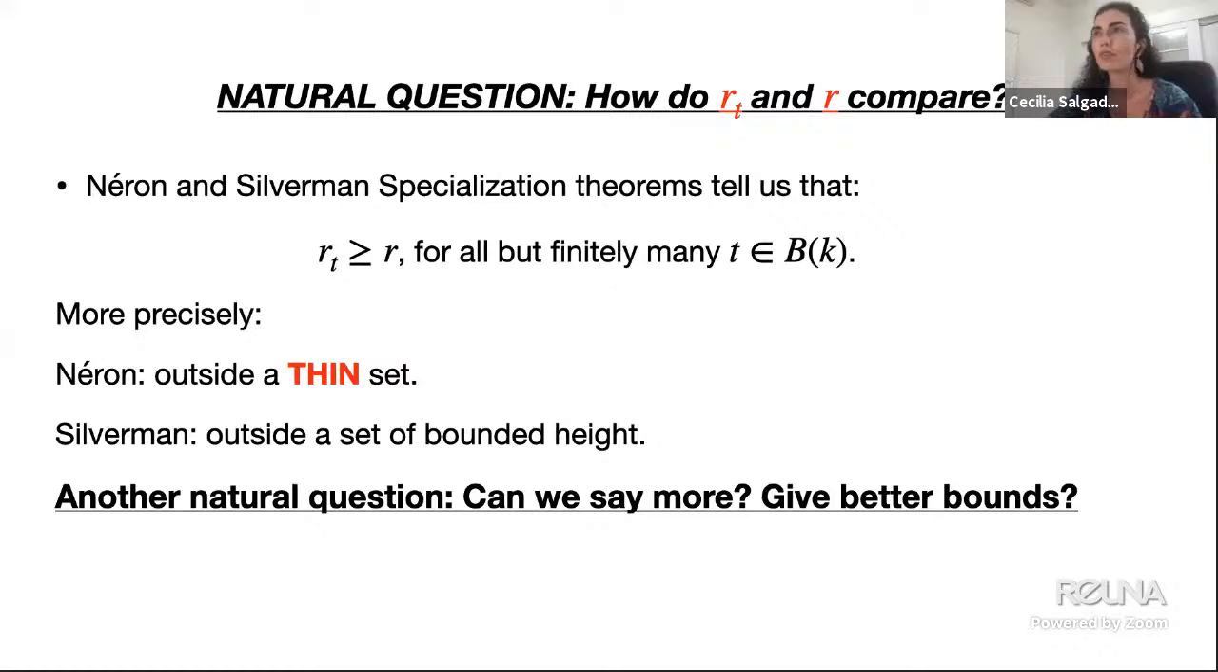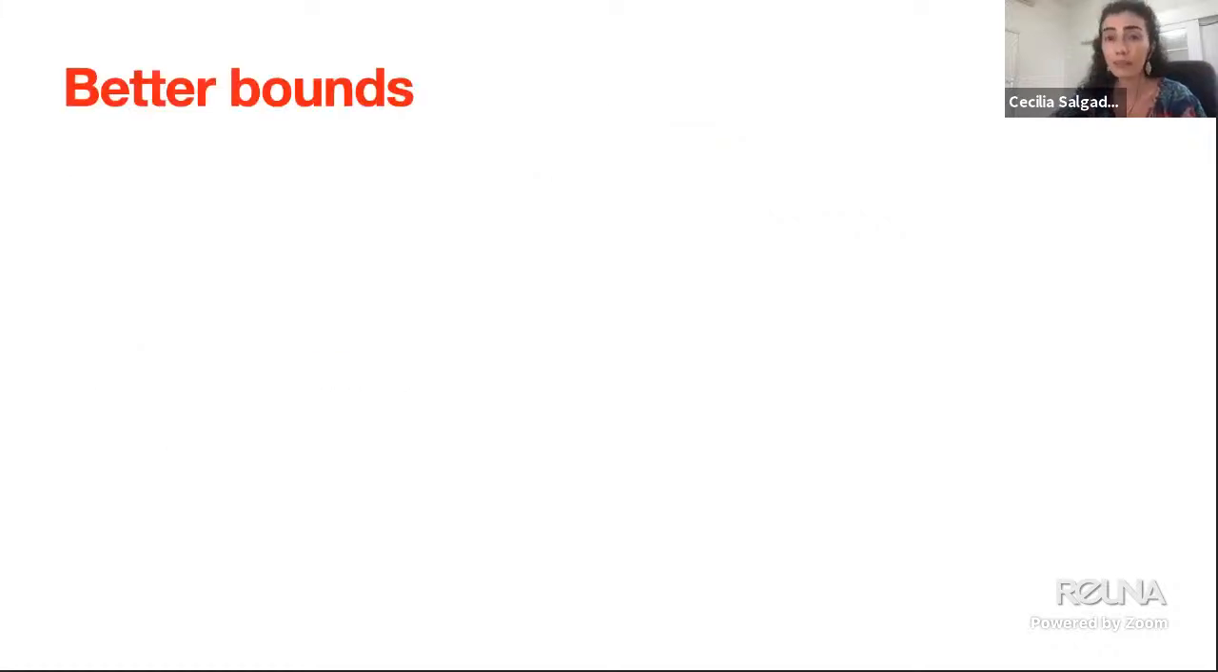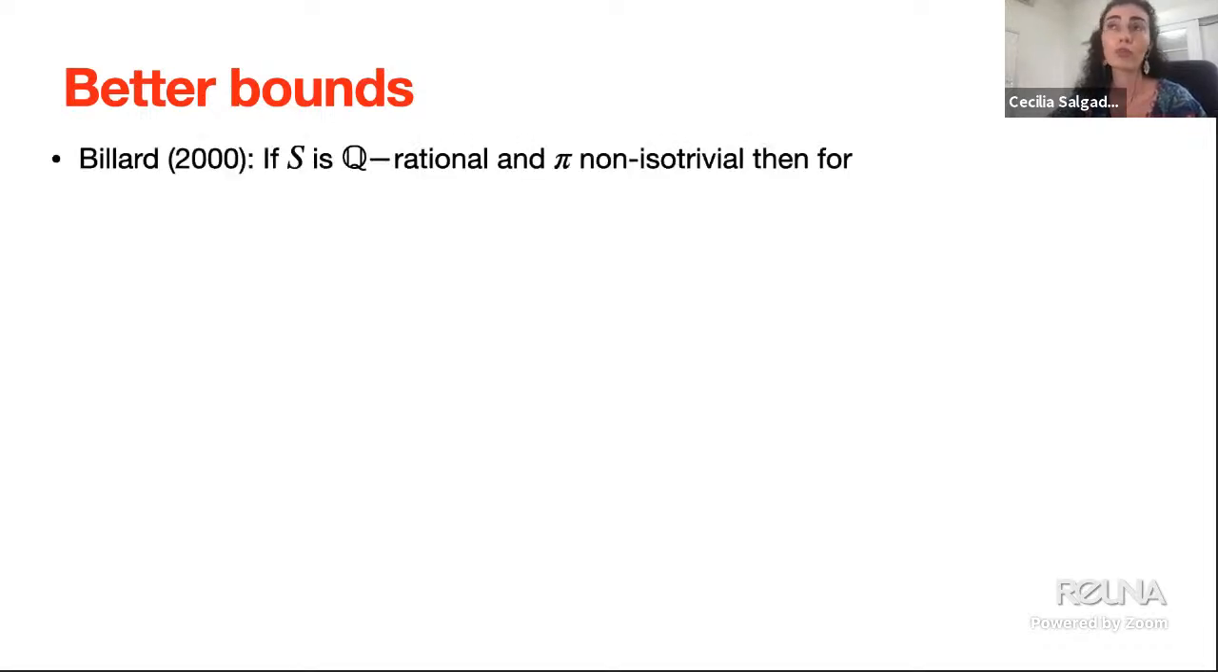Can I give better bounds for this rank RT? And well, indeed we can. And again, I was not the first one thinking about it. I'm coming late, but I'm happy because I get all this very nice work done before. And a French mathematician, Hervé Billard, did it around 2000. This was his PhD work, one part of it. He gave, under some hypotheses, which I list here for you, namely that the surface is rational over Q. So this means that it has a birational map to P2, okay, which is defined over Q.